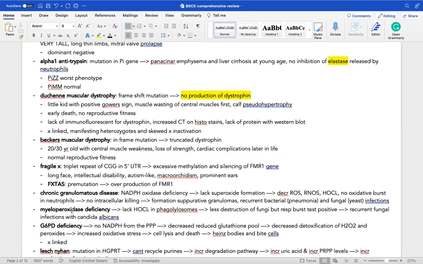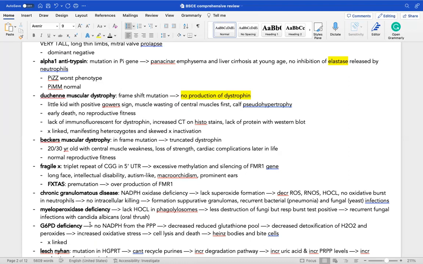The next condition is myeloperoxidase deficiency, which is a lack of HOCl in the phagolysosome, and mostly they have fungal issues. There is less destruction of fungi, so they can get recurrent fungal infection with Candida albicans. One of the conditions that Candida can cause is oral thrush, which you might have heard of.